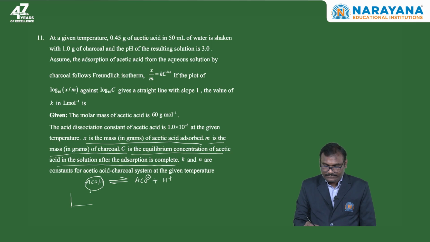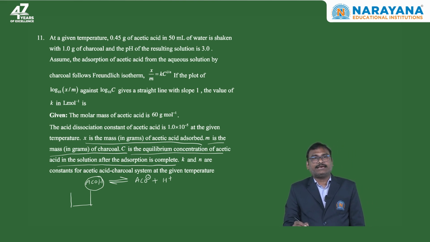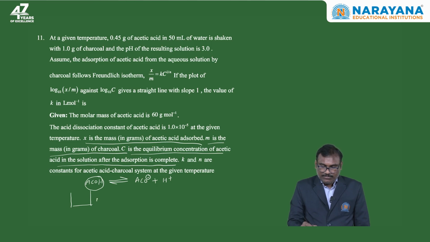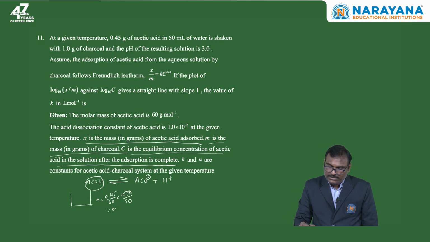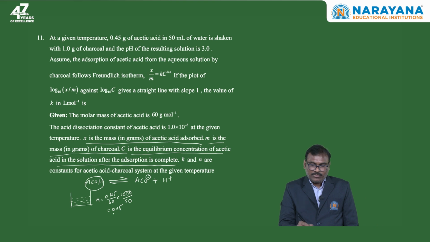Here acetic acid is there. How much is there? 0.5 gram of acetic acid and 50 ml of water. What does it mean? Molarity is equal to weight by gram molecular weight into 1000 by V. After doing so, we get 0.1 M. So the initial given acetic acid solution molarity is equal to 0.15 initially.